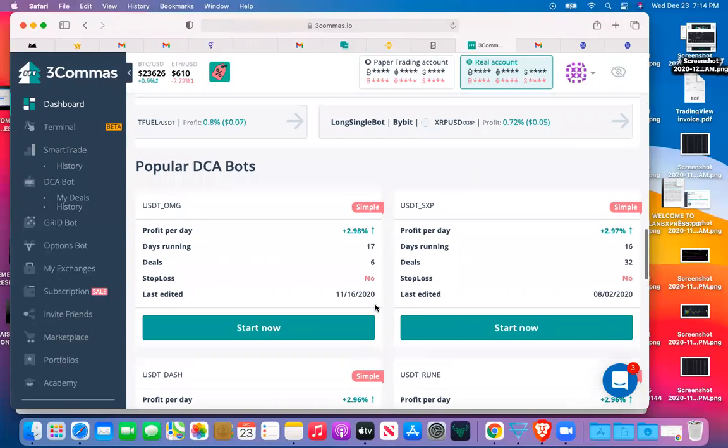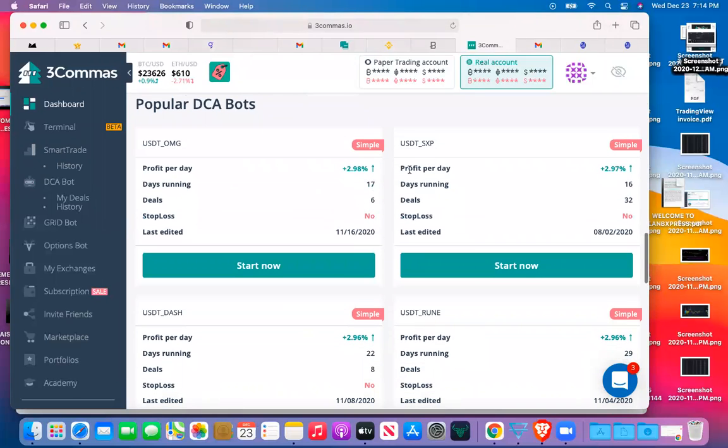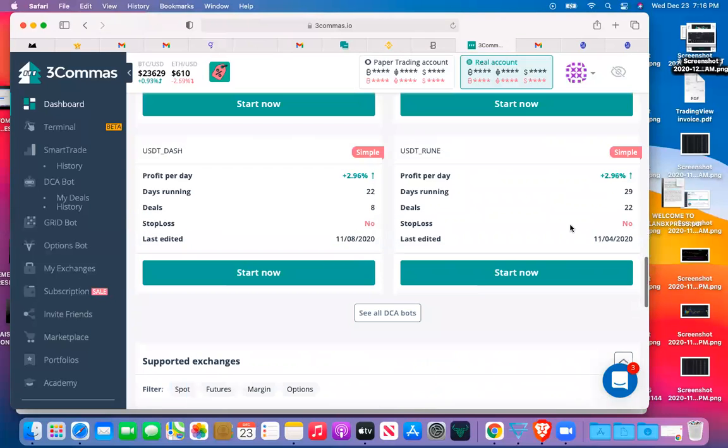Another thing you can see on the bot page is popular bots, say popular DCA bots. These are the bots people have opened. You can see this person had opened this since November, and on average was doing 2.98% daily. This guy is doing about 2.97% daily, only on the pairs of that. So you can imagine if somebody is just on this and is doing an average of this. Of course, just imagine some of my bots.